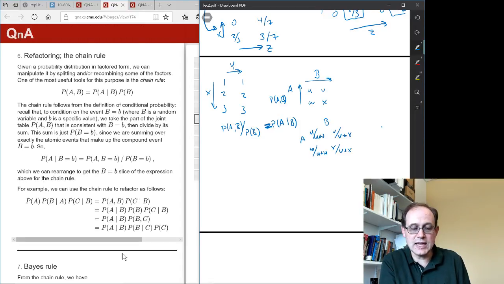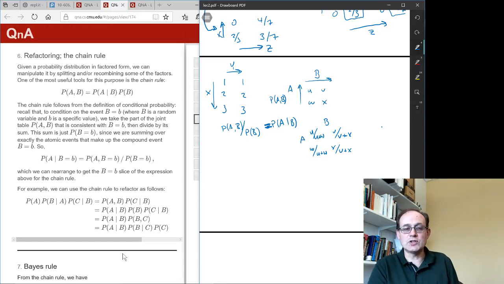And then we can do that again. We can take P of B times P of C given B and replace it by P of B, C. And then we can split that apart to get P of C times P of B given C. So every single one of these expressions is equivalent. They represent the same distribution, and we've just refactored it using the chain rule.